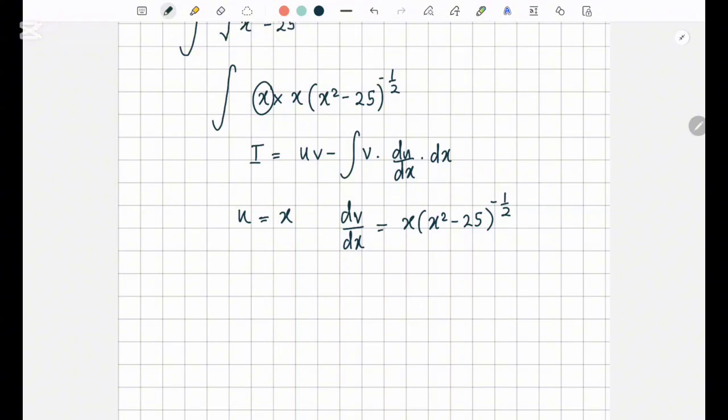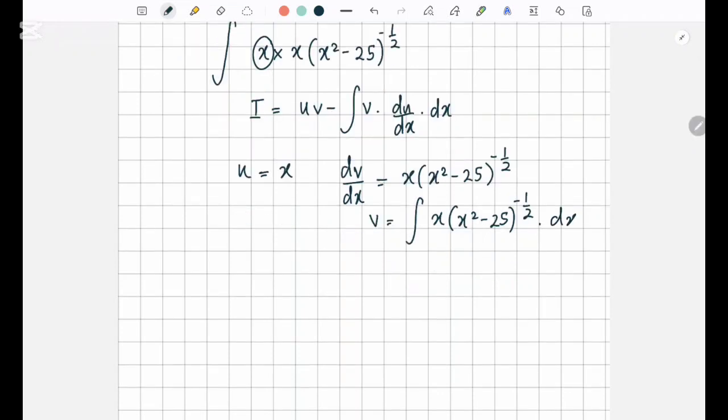So now let's find v. To find v, we need to integrate this. So let's write v equals the integration of x into x squared minus 25 in brackets to the power minus half dx. Okay, so for this you could take a substitution. Now let's take t, since we have u in the formula. Let's take t equals x squared, dt over dx equals 2x.